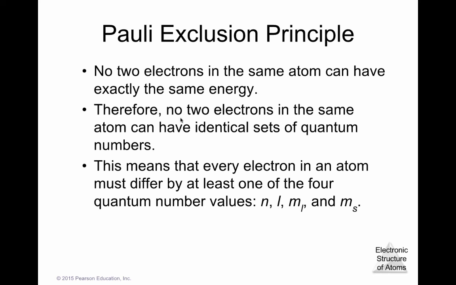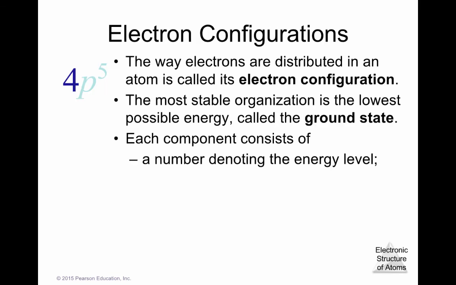Again, this is very important. No two electrons have the same set of quantum numbers. So that means they must differ by at least one of their quantum numbers. And this is important for when we do electron configurations, and also when we go in and fill in an orbital diagram.